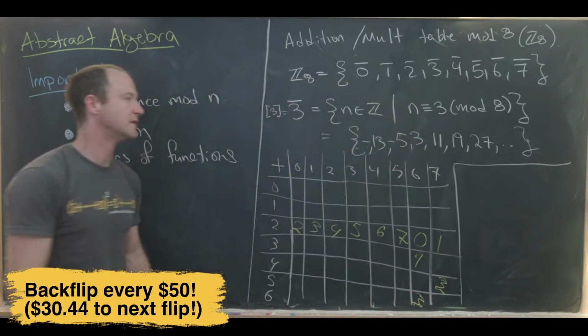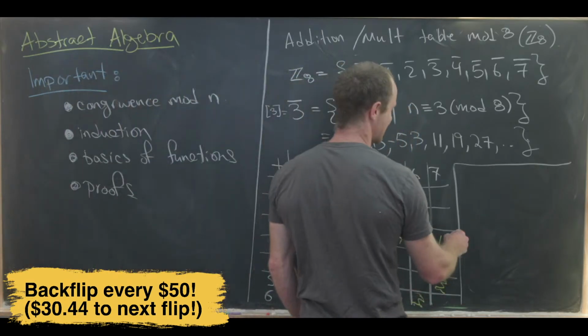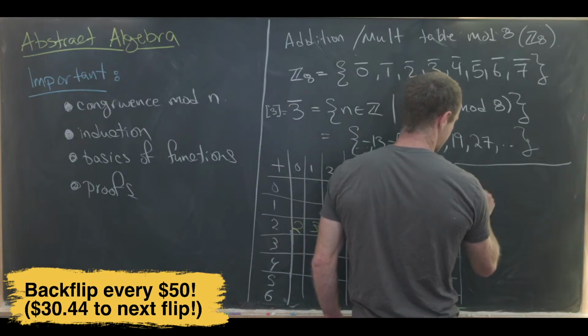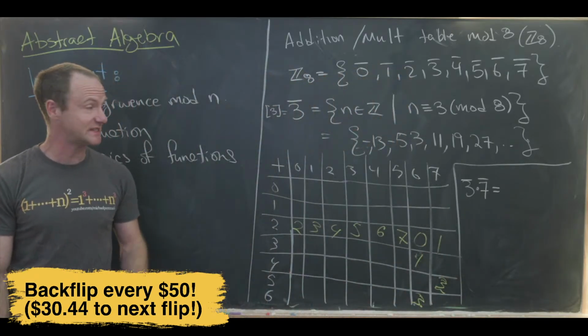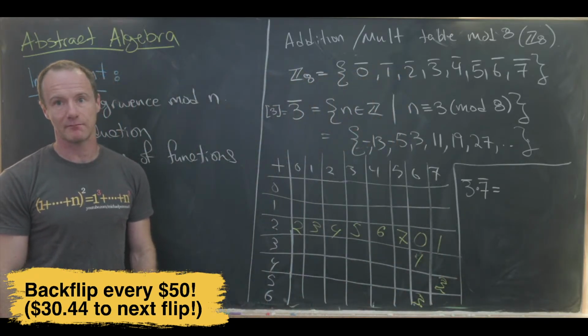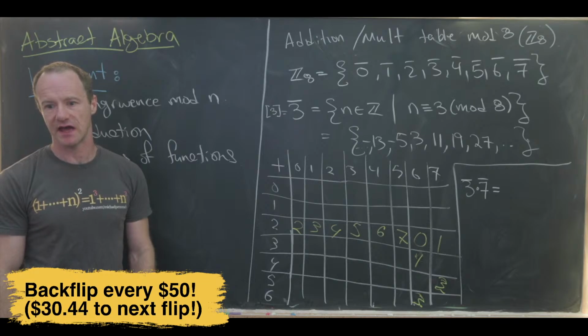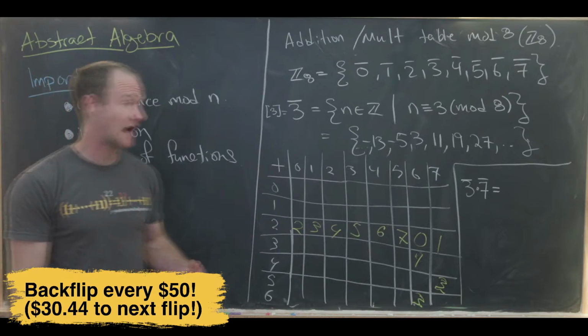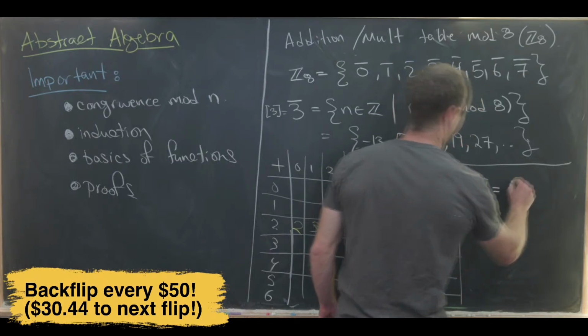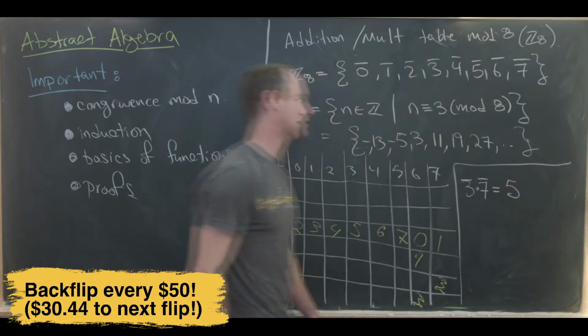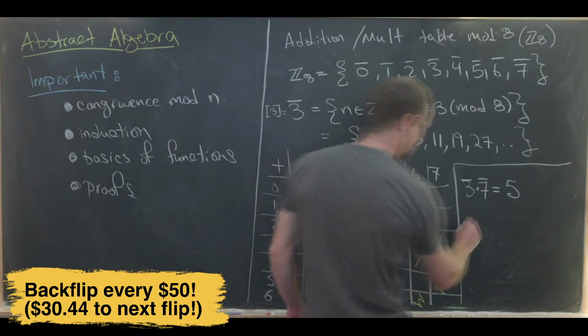Great, cool. So let's do some examples of multiplication. Let's do 3 times 7. 3 times 7 is 21, but if we reduce that mod 8, we'll notice that we get 5, because it's 5 more than 16. Good. And then maybe 4 times 4.